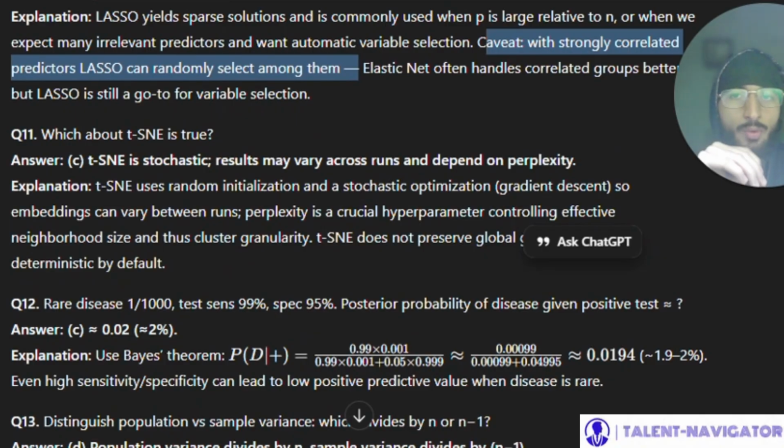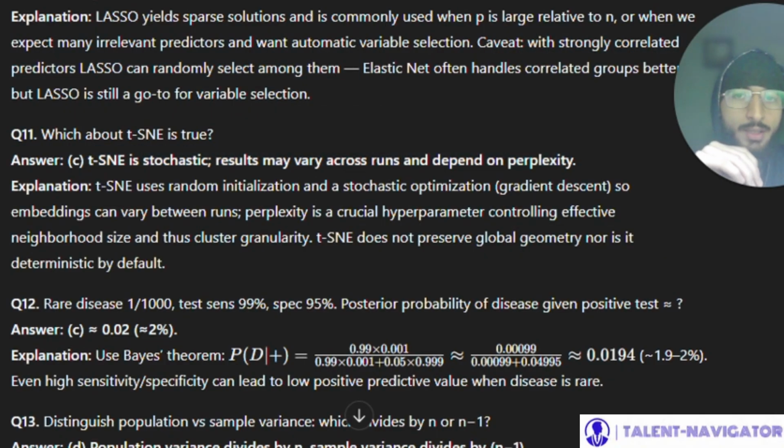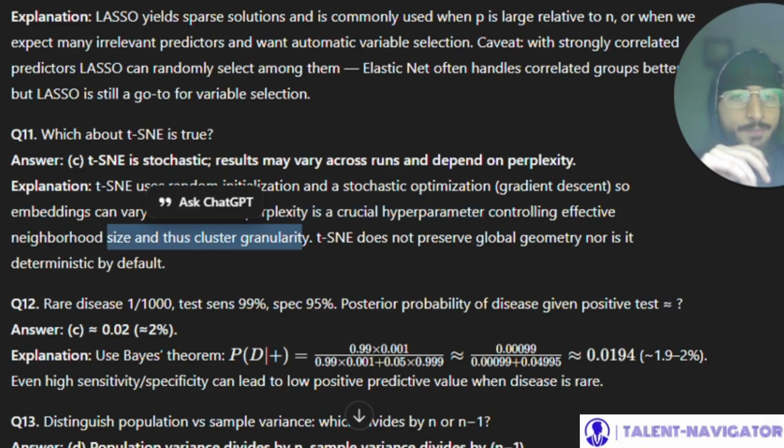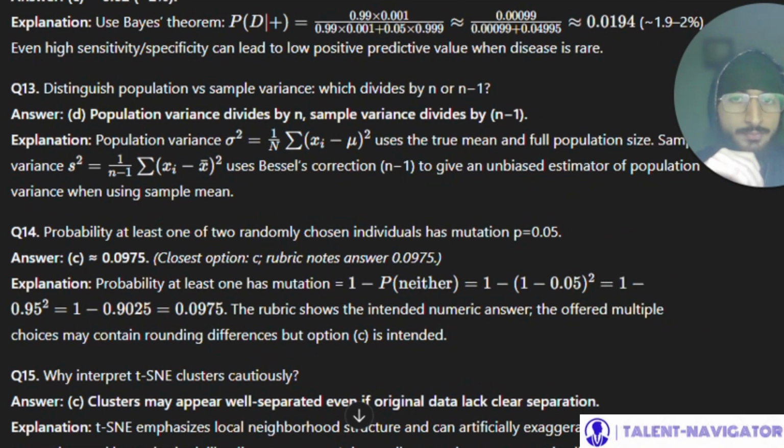Right, now t-SNE is basically stochastic. Results may vary across runs and depend on perplexity. t-SNE uses random initialization and a stochastic optimization, gradient descent, so embeddings can vary between runs. It is also used for nonlinear data, and perplexity is a crucial hyperparameter controlling effective neighborhood size, and thus cluster granularity. t-SNE does not preserve global geometry, nor is it deterministic by default.